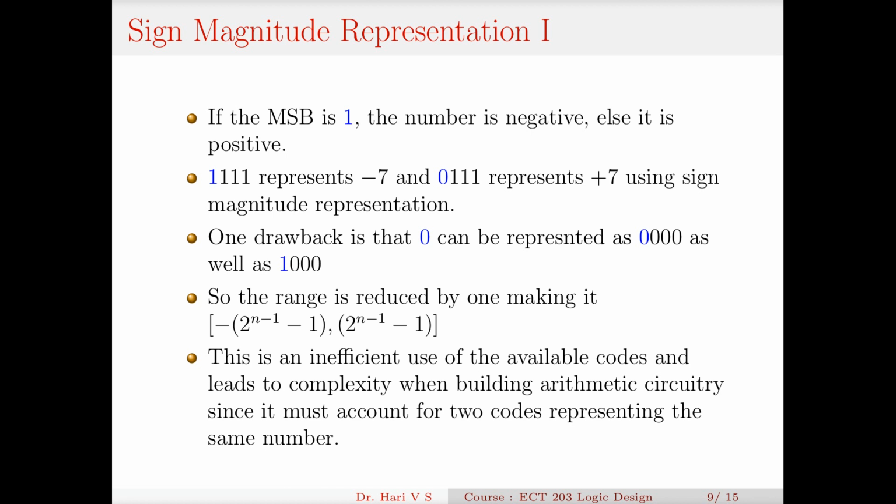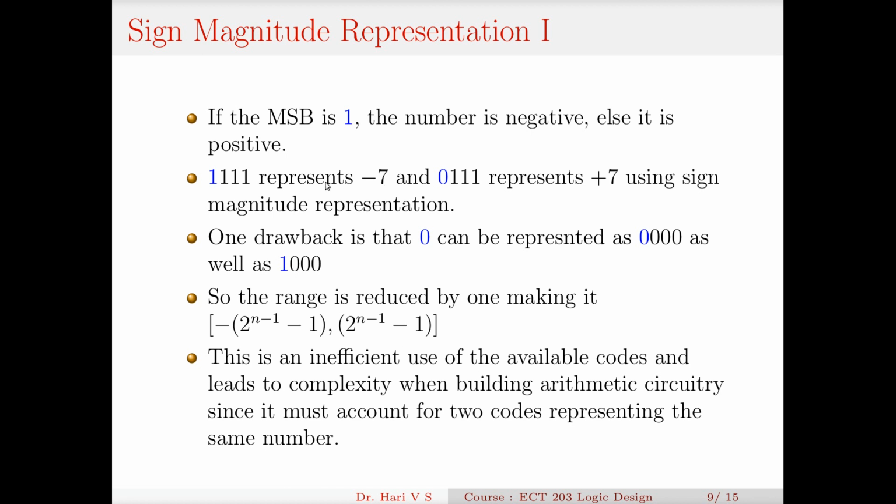Okay. So again, when this number is used in the digital circuitry, arithmetic circuitry, all these things are done by digital circuitry. So then that circuitry has to account for 2 codes representing the same number. That causes additional complexities. Then the range of the number is minus (2 raised to n minus 1 minus 1) to (2 raised to n minus 1 minus 1).